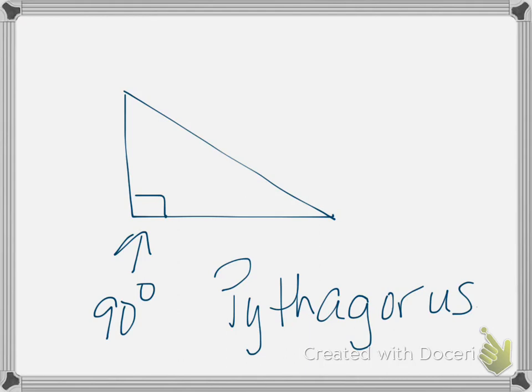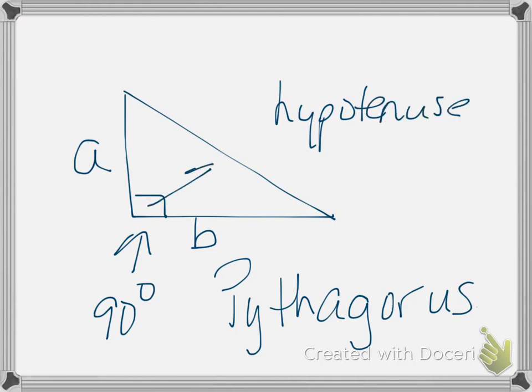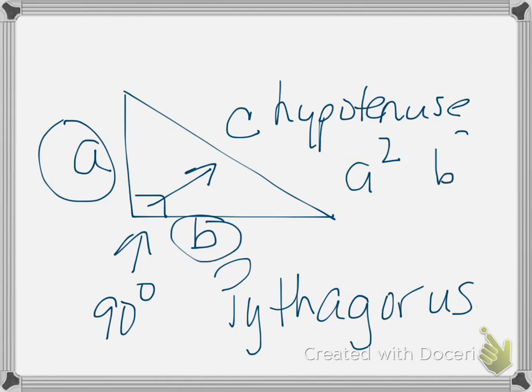So this is what he realized, that if you have two legs of a triangle, so let's call this leg A and this leg B, and of course the other side is the hypotenuse over here, and we know it's the hypotenuse because it's across from the right angle. We'll call the hypotenuse C. And he found a relationship that if you square the legs and then add them, so if you take this leg, which is A, and square it, and then you take this leg, B, and you square it, and you add them together, they will always equal the hypotenuse squared.